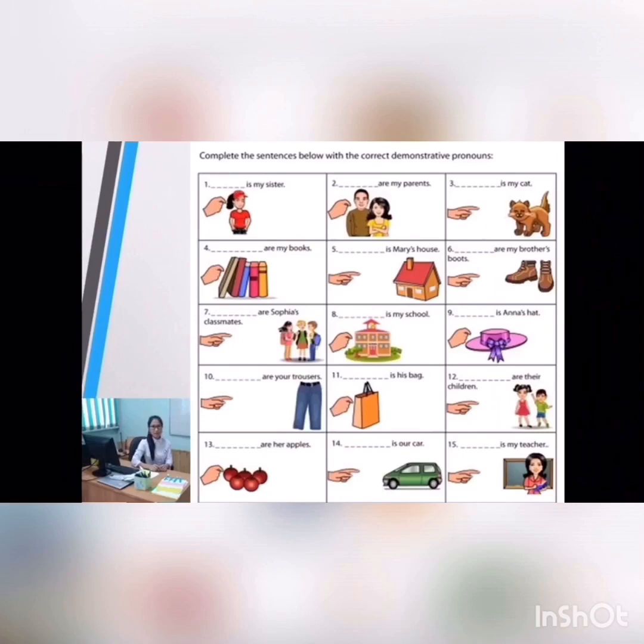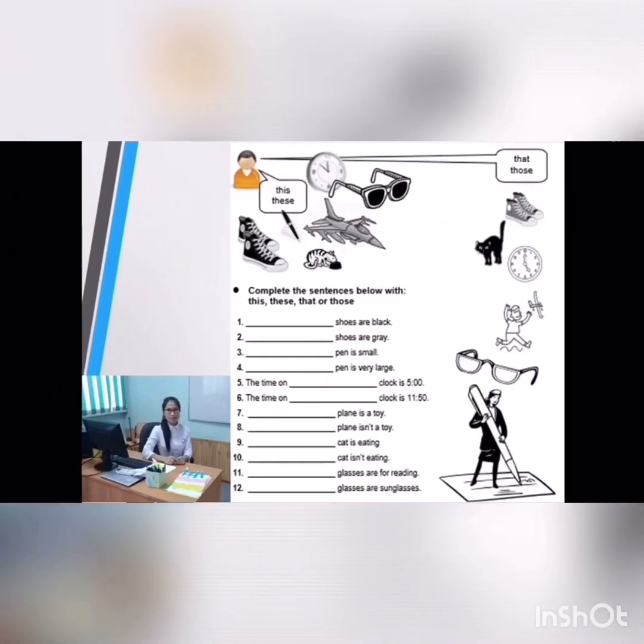So let us do the next exercises. Complete the sentence below with the correct demonstrative pronouns. For example, this is my sister. This is a demonstrative pronoun. Complete the sentences below with this, these, that, or those.